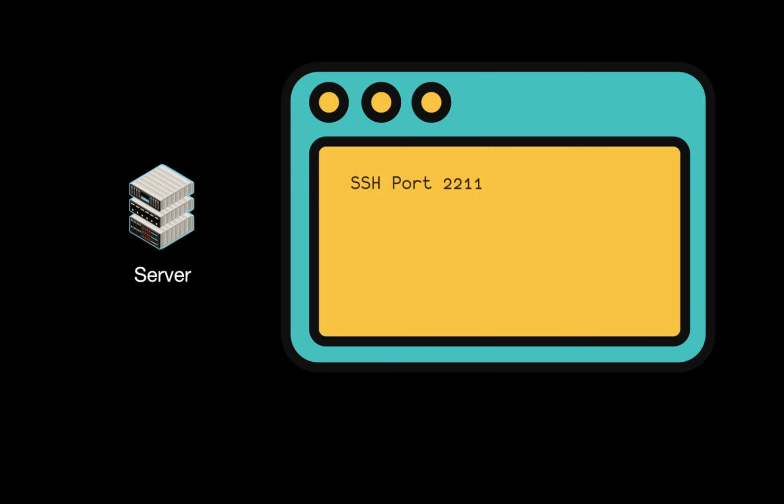In a traditional setup, we'd create a server from the OVH console. Once it's ready, we'd SSH into the server, update the SSH configuration to use port 2211. Then we'd install Nginx, configure a basic web page, and only then, our server is good to go.